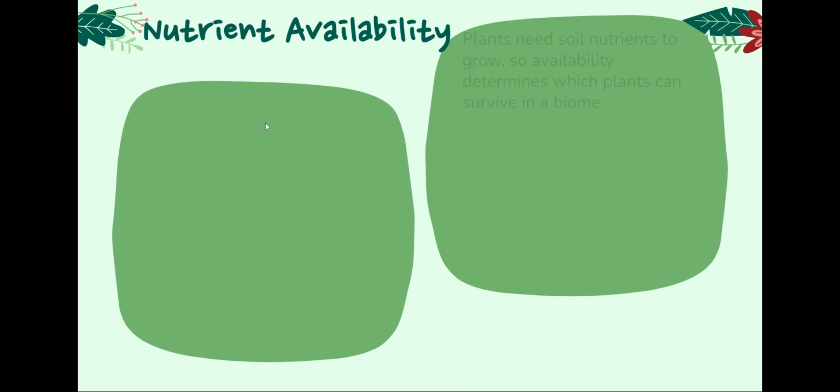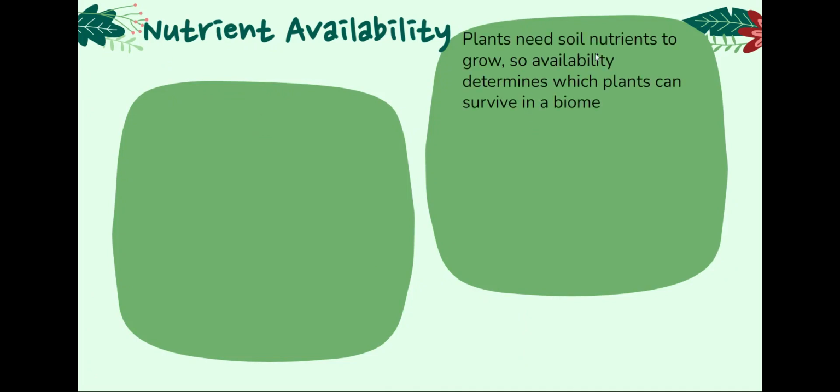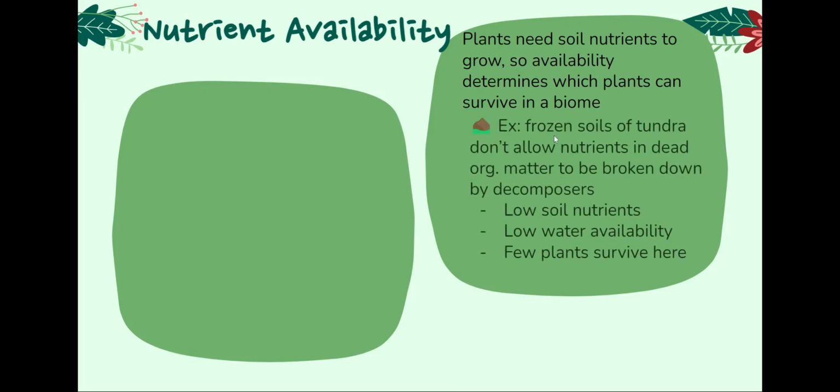Alright, next up, nutrient availability. Plants need soil nutrients to grow, so availability determines which plants can survive in which biome. For example, frozen soils of tundra don't allow nutrients in dead organic matter to be broken down by decomposers. So low soil nutrients and low water availability mean few plants survive there.